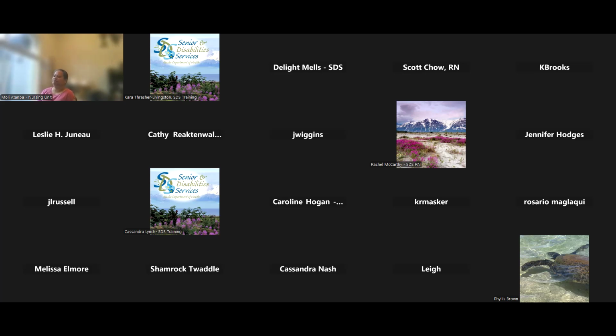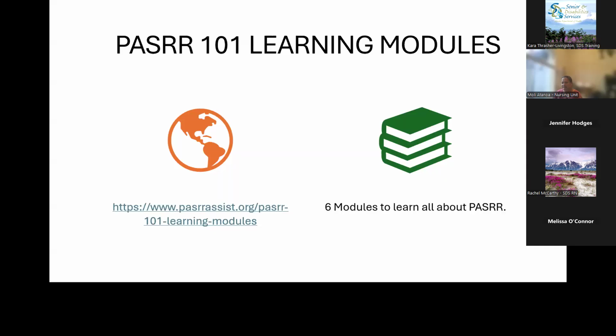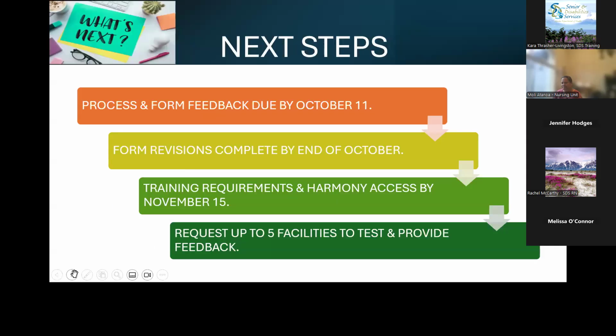Our last slide looks at next steps. So again, any and all feedback about the process and the form is due by October 11th. We will work on form revisions, and we plan to complete that by the end of October.